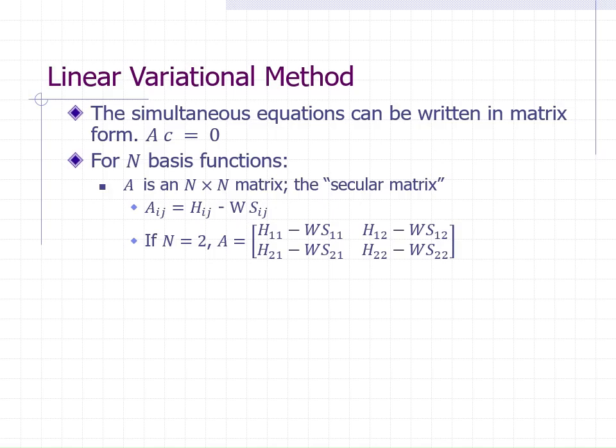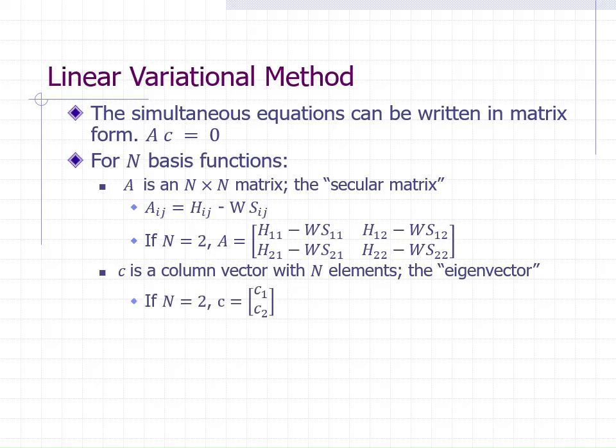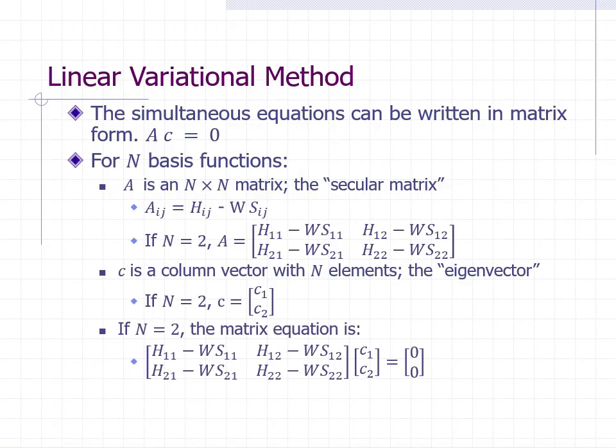The coefficients form a column vector with n elements, called the eigenvector. For n equals 2, this vector consists of C sub 1 and C sub 2. Putting everything together, the matrix equation becomes secular matrix times coefficient vector is equal to the 0 vector. Note that the dot product of row 1 of the secular matrix with the eigenvector is equal to 0. This is equivalent to what we previously wrote as equation 1. Similarly, the dot product of row 2 of the secular matrix with the eigenvector is also equal to 0, which corresponds to what we previously wrote as equation 2.